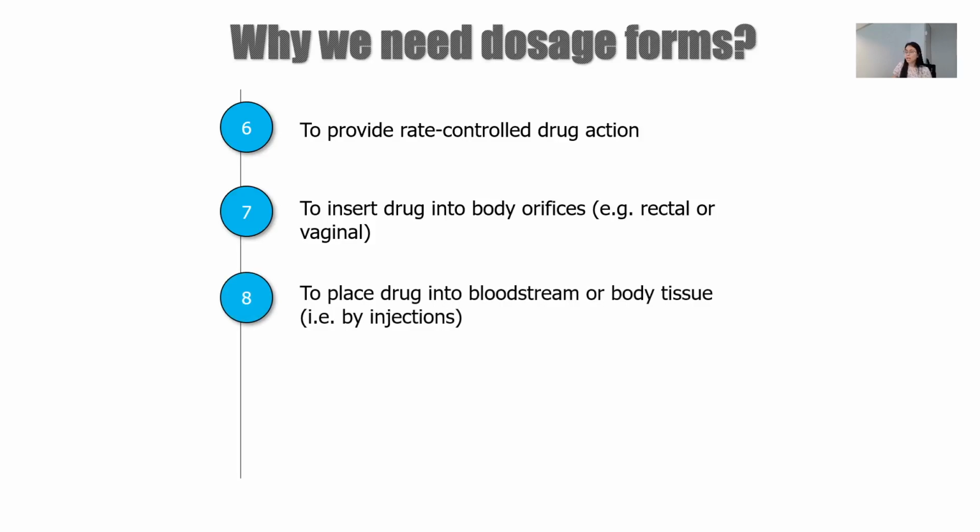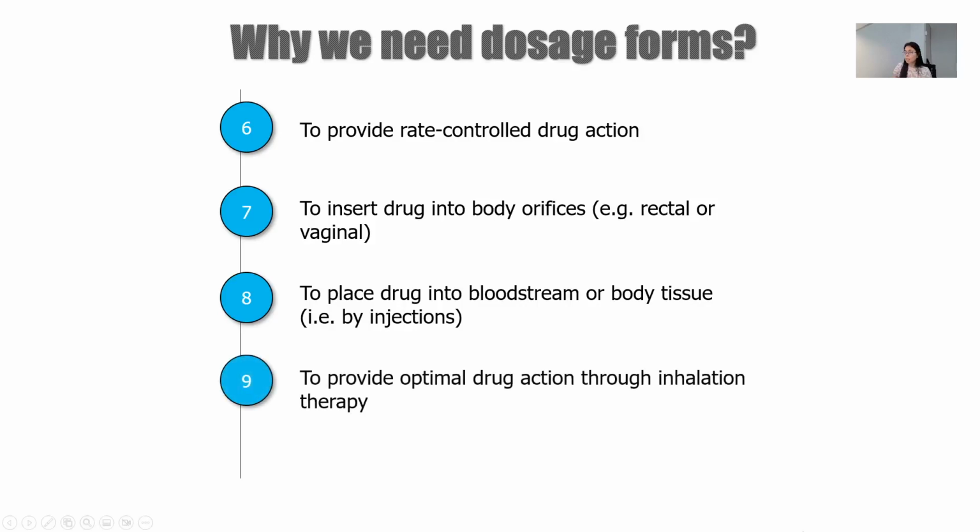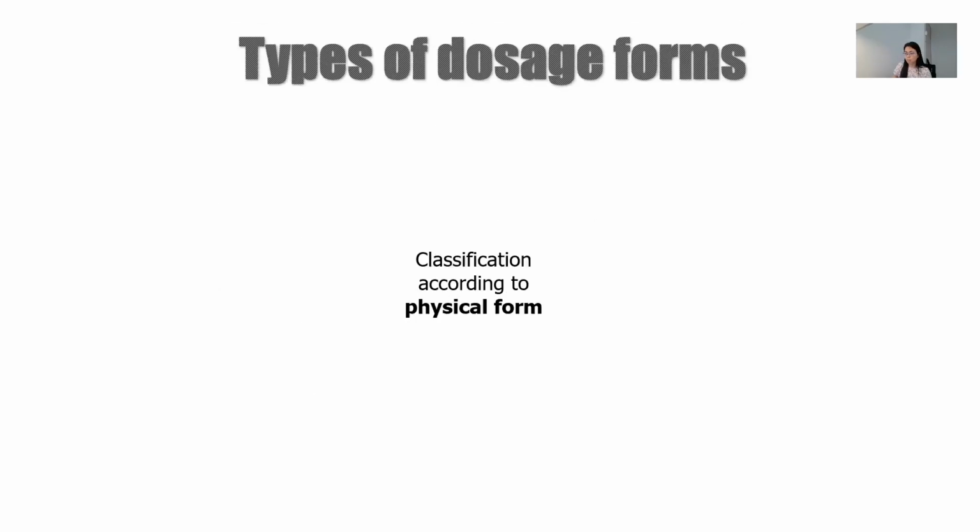We can also place the drug into bloodstreams or body tissues, for example by injections, which is a kind of dosage form. Dosage forms can also provide optimal drug action through inhalation therapy. This type of dosage form we call inhalers. We will talk about the different types of dosage forms in the subsequent slides.